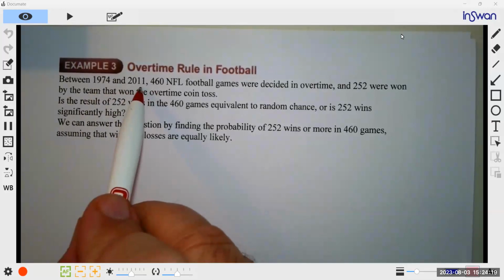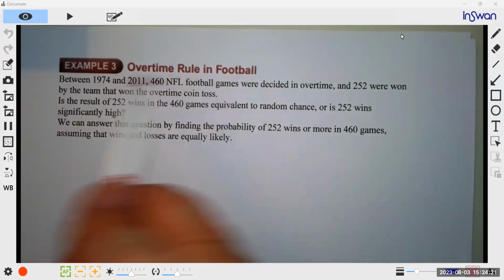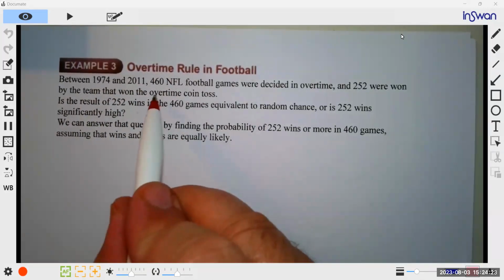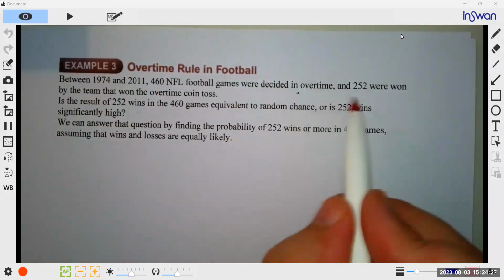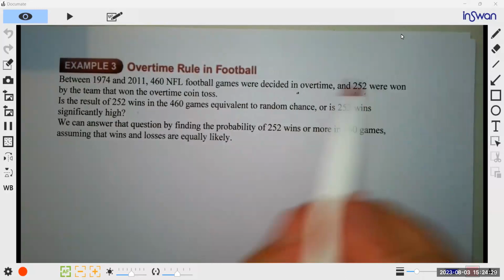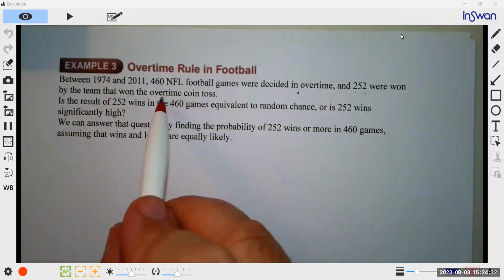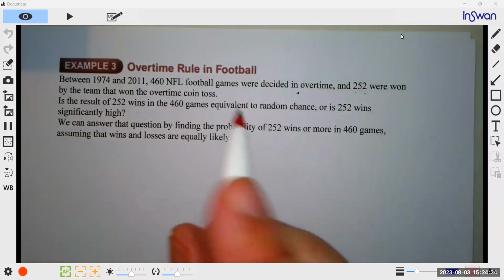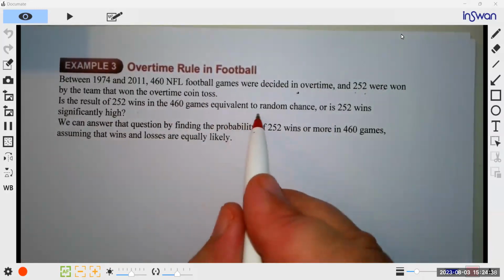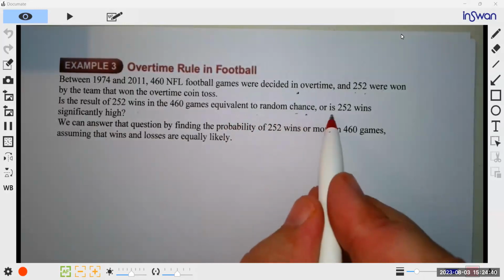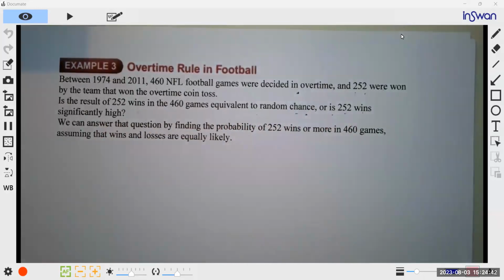Between 1974 and 2011, 460 NFL team games were decided in overtime, and 252 were won by the team that won the overtime coin toss. Is the result 252 wins in 460 games equivalent to random chance, or is 252 wins significantly high?